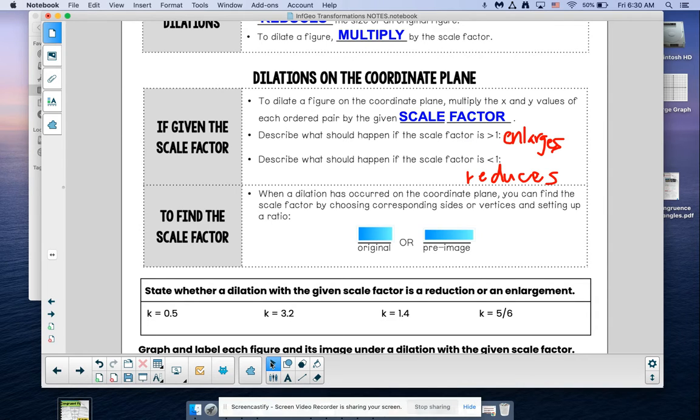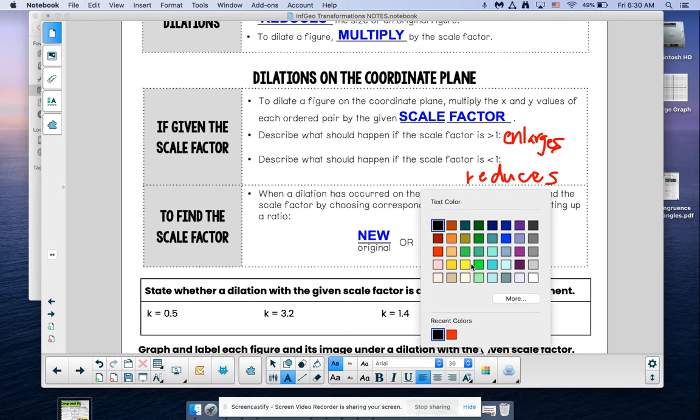When a dilation has occurred on the coordinate plane, you can find the scale factor by choosing corresponding sides or vertices and setting up a ratio. So you either put the new over the original, or the image over the pre-image.